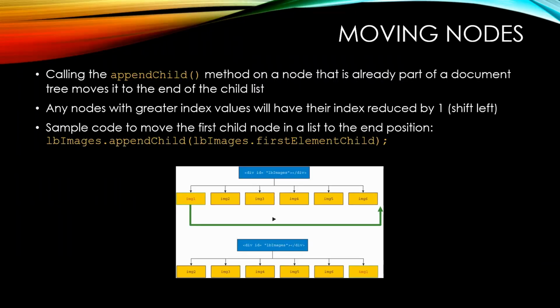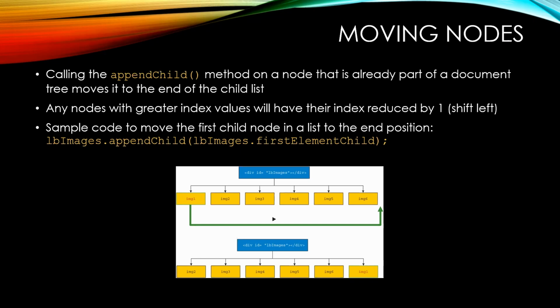If we were to need to move some of these nodes, we can call a method that is named appendChild. And that will take a node that is already part of the document tree and add it to the end of the child list. So if it's in the wrong position, we can make those changes.